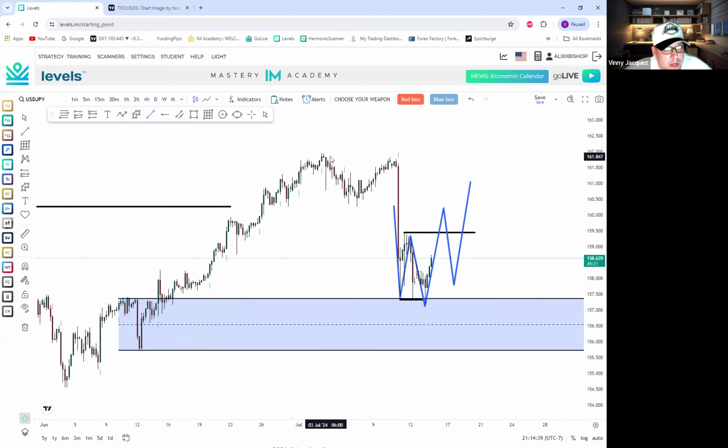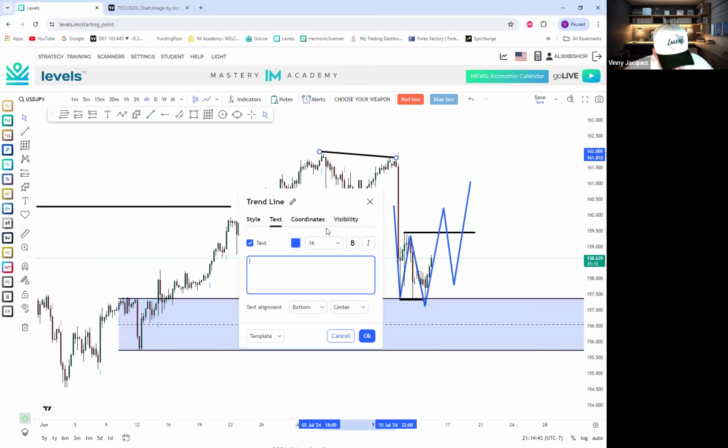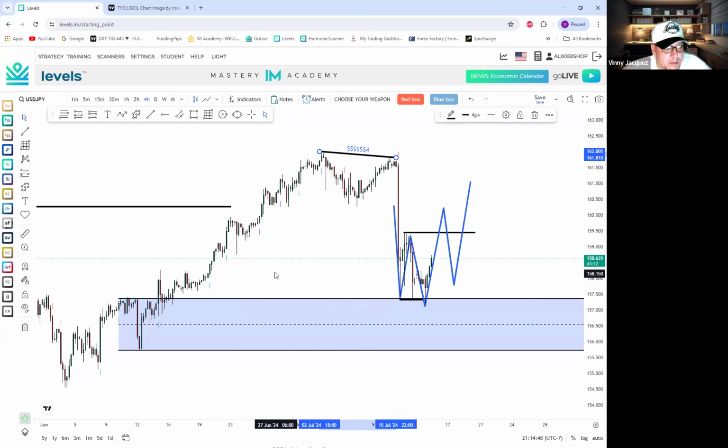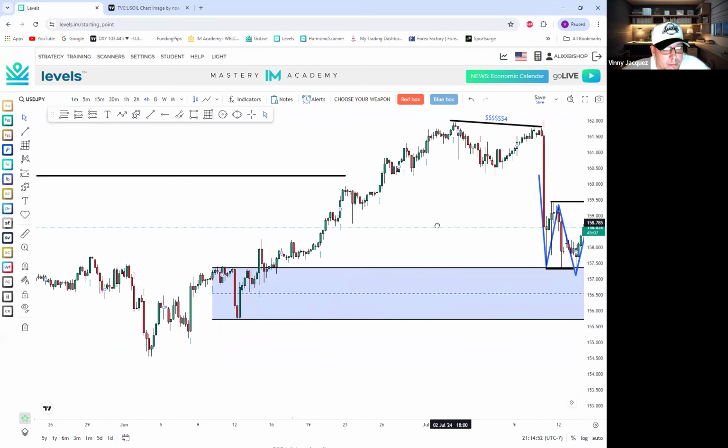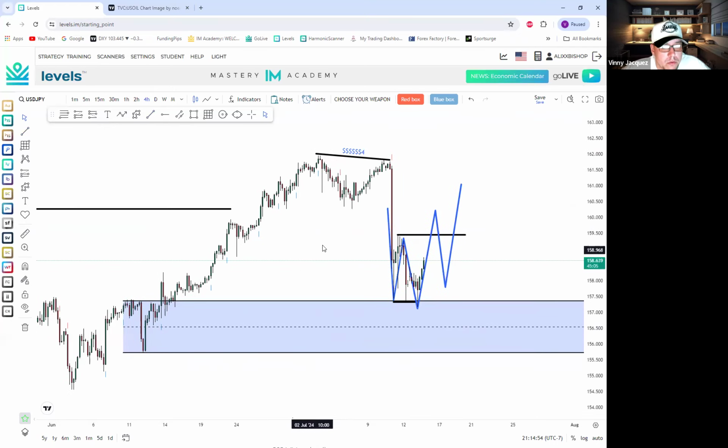Not only that, I mean, the market left us pretty much equal high liquidity right here. So that's not bad either. Continue with that trend. Make sense, guys? Let me know.